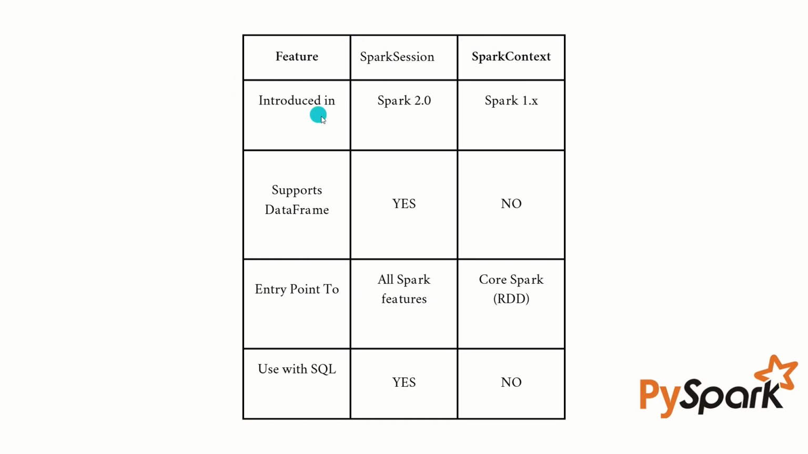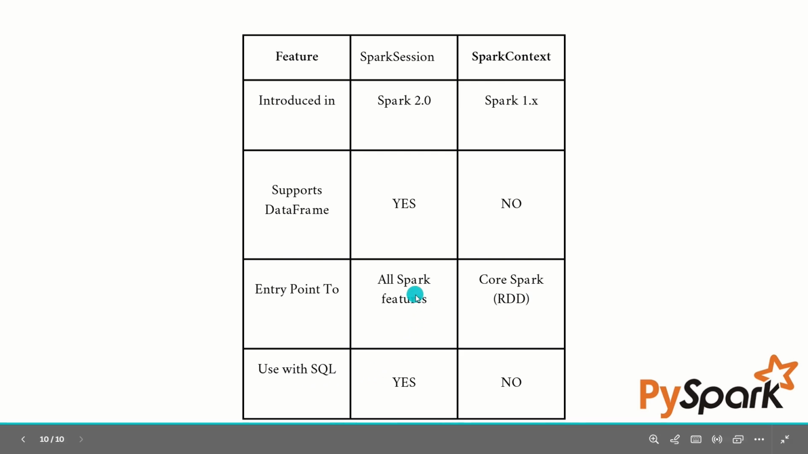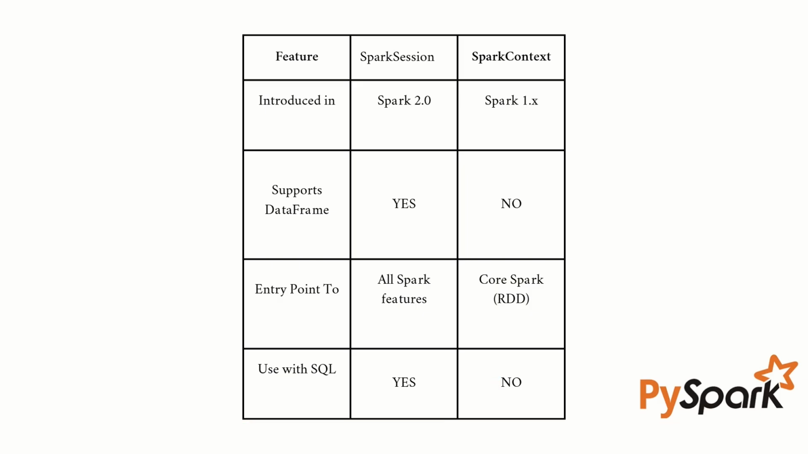The first feature: it was introduced in Spark 2.0 because it's the newer one, while the Spark context is the older one. Yes, the Spark session supports data frames, but Spark context we only use for RDD, so it is no. The Spark session is the entry point to all the Spark features. It can be the streaming functionality, the Hive functionality, the data frame functionality, but the Spark context is only for core Spark, which is the RDD. So can I use SQL with Spark session? The answer is yes, but we can't make use of SQL with the regular Spark context, right?